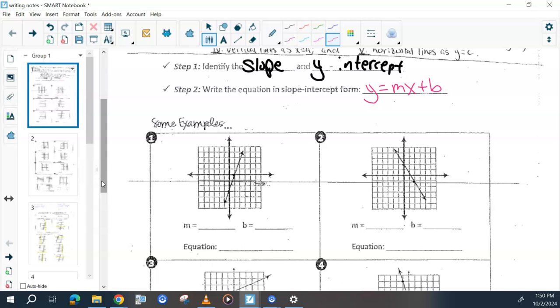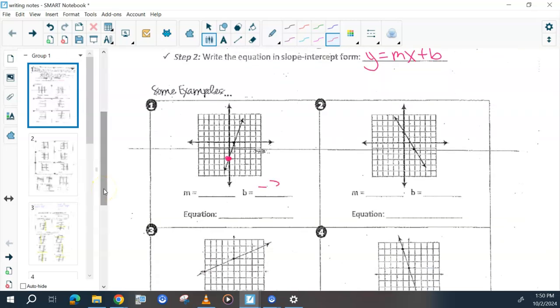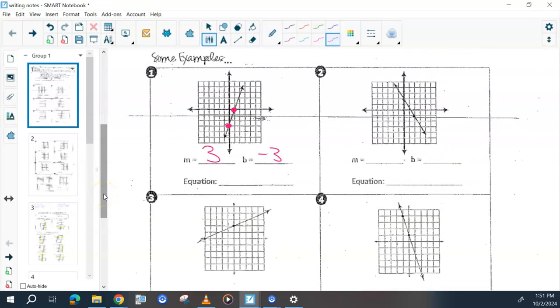I would say find the y-intercept first. It is a little blurry, so you may want to look up here. But where does that line cross the y-axis? -3. And then there's another point right here. If I were to count that slope, what is that slope? 3/1, which simplifies to 3. So then we would write that as an equation. Y equals 3x minus 3. Questions on that?